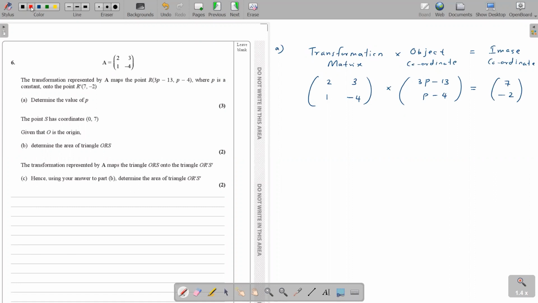Now, bear in mind the transformation matrix is a 2 by 2 matrix, 2 rows, 2 columns. However, your object coordinate has 2 rows and only how many columns? 2 rows and 1 column. Okay, is this clear? So when you multiply 2 by 2 with 2 by 1, you will end up getting a 2 by 1 matrix. So this is a case where you cannot use the calculator to do the multiplication. You must do the multiplication of the matrices manually.